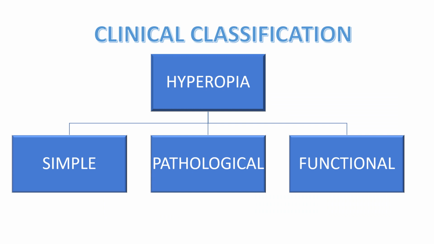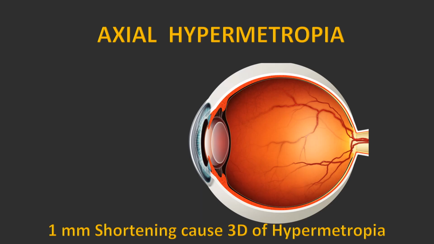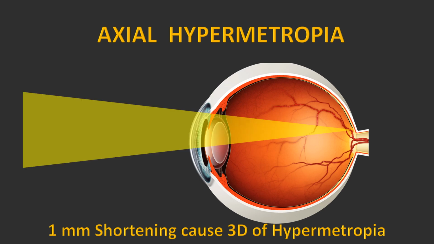Clinically, hypermetropia is classified into simple, pathological, and functional. Simple is the most common variety, and it is due to normal biological development. Pathological is acquired due to various ocular conditions. Functional is due to paralysis of the nerve. In axial hypermetropia, even a 1 mm shortening of the eyeball can cause 3 diopters of hypermetropia.